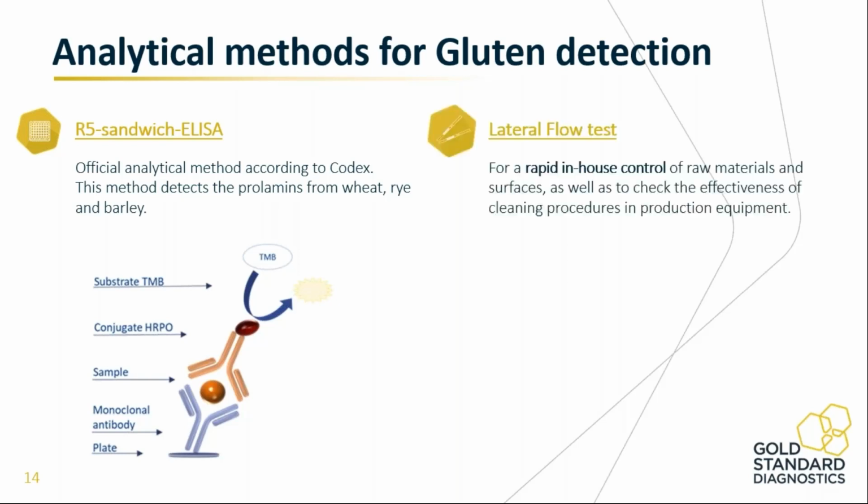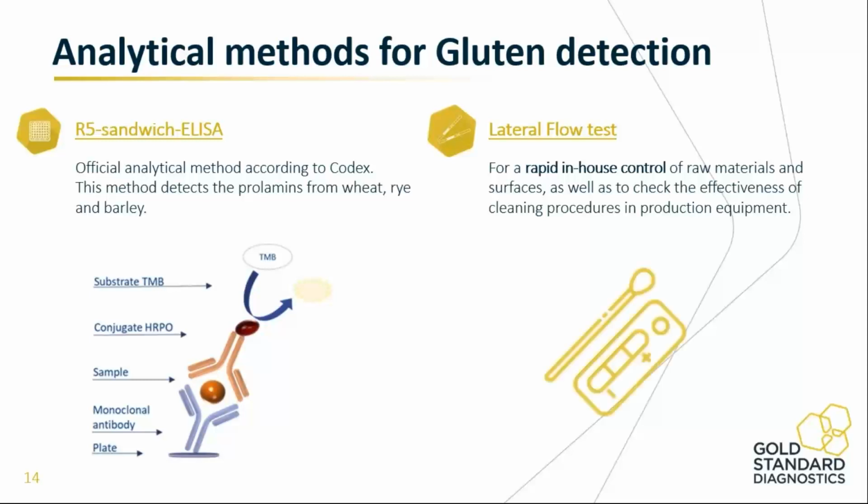The other main method is the lateral flow test. So these are, probably all of you know this kind of testing. We are talking about the same kind of testing as the COVID tests that we use in-house. So they are mainly focused on rapid in-house control of raw material and surfaces, as well as to check the effectiveness of cleaning procedures and production equipment.